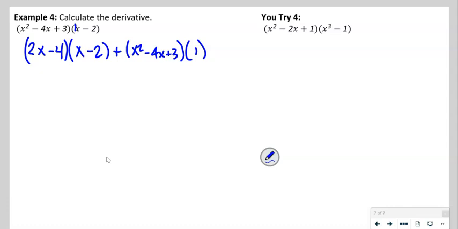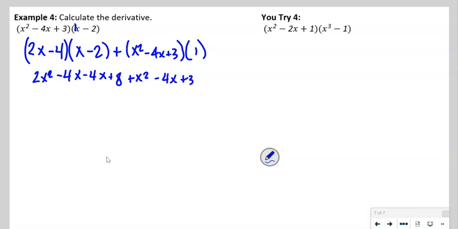Okay. So this is, again, if you wanted to use the box, use the box. If not, 2x times x is 2x squared. That's first. Outside is minus 4x. Inside is another minus 4x. Last is plus 8. And this is just rewriting the term, right? Because anything times 1 is just itself. Plus x squared minus 4x plus 3.